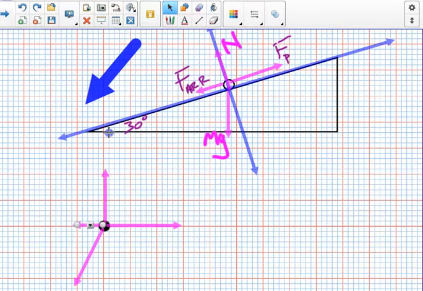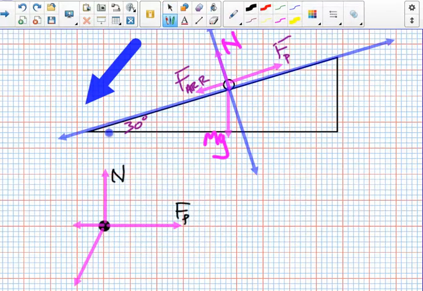And we'll label it real quick. So I have the normal force, the propulsion force by the motorcycle, I have the weight, and I have the force of air resistance. Now I'm going to go to my component diagram.